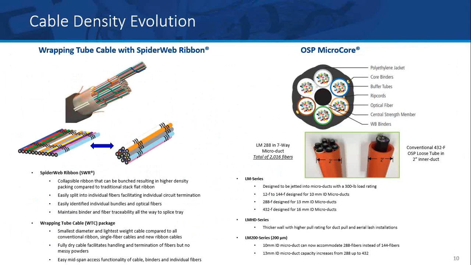So really the intent is to shrink these cables down and allow you to pump more fiber into a smaller footprint. So again, network planning, trying to plan for future growth. You can either pump a lot of fiber in there using something like a wrapping tube cable with spider web ribbon, or utilize what you see in the picture there, an example of a multi-path microduct where you may have 7 pathways around, each one of those 13 millimeters in diameter.